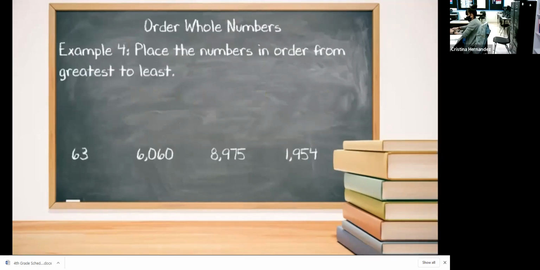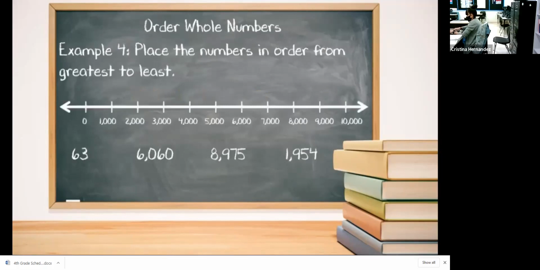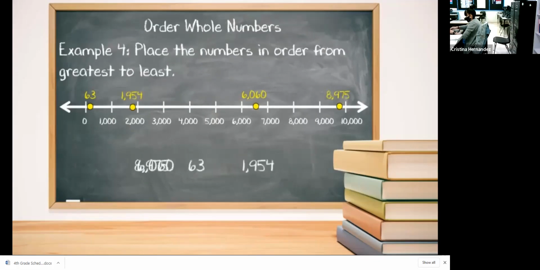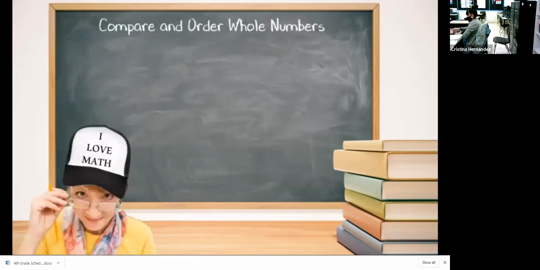In example 4, we now want to place our numbers in order from greatest to least. Our numbers are in different thousands places, so we would want to put them in order according to the thousands place, since that's the greatest place value. The 63 doesn't have a thousands place, so it would go first, followed by the 1,954, since it only has 1,000, then the 6,060, since it has 6,000, and last, the 8,975 with its 8,000. Now we can reorder our list. Ta-da! And there you have it.